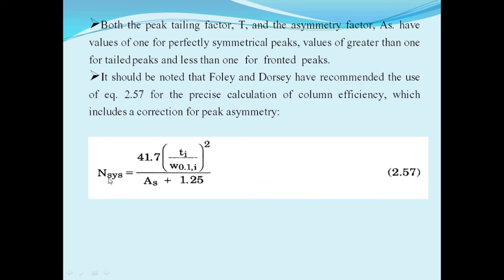Column efficiency N is equal to 41.7 times (t_R upon W 0.1) squared, upon the asymmetry factor plus 1.25.